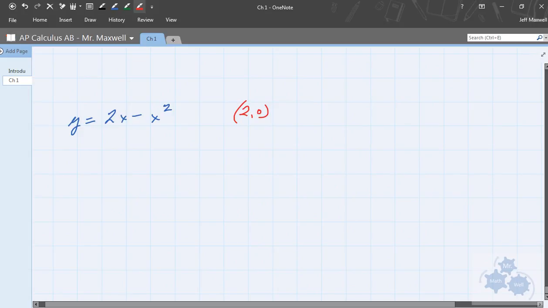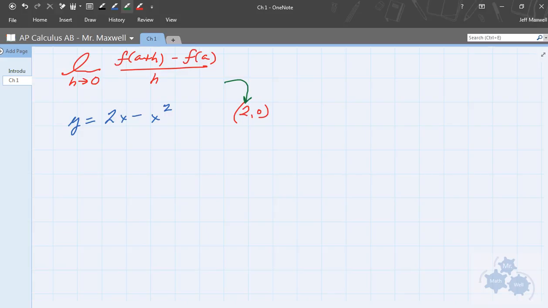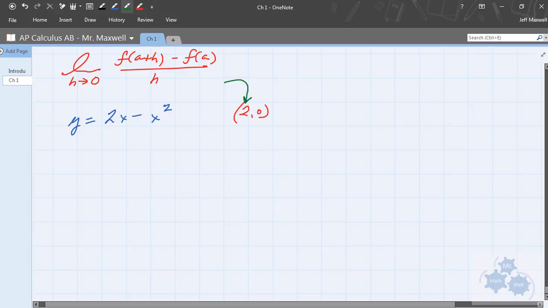So, the formula again, let's write that down again. Limit as h approaches 0 of f of a plus h minus f of a, all over h. All right. Now, a in this question is, of course, what? I think I heard someone say it. It's 2. It's the x value in question. So we want to find the slope of the tangent at the point 2, 0. What's the x value? 2. What's a? 2. Okay? So a equals 2 here.